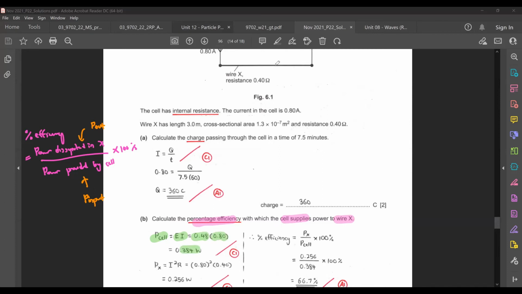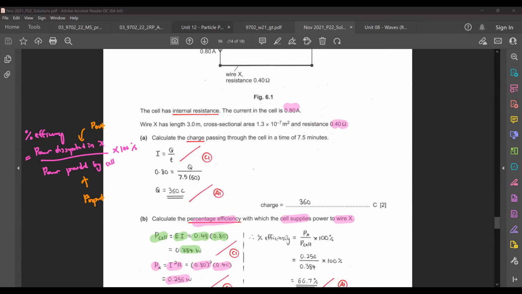Then after that, find out your power dissipated by your wire X. It's I squared R, because here the easy way to do it would be to use your resistance and the current. All right, P is I squared R: 0.8 squared times 0.4, giving you 0.256 watts.